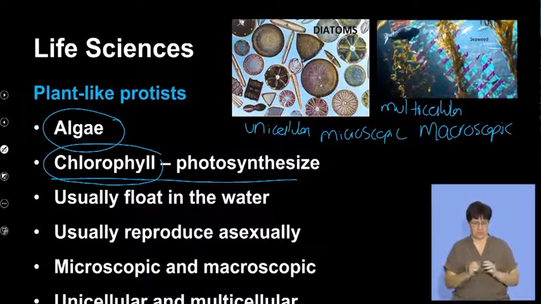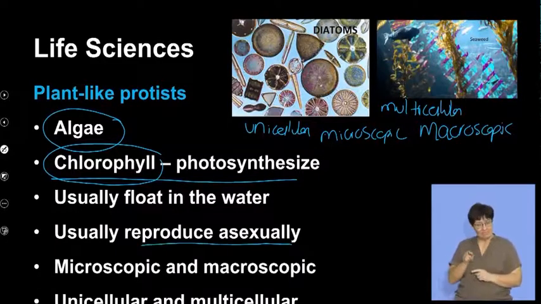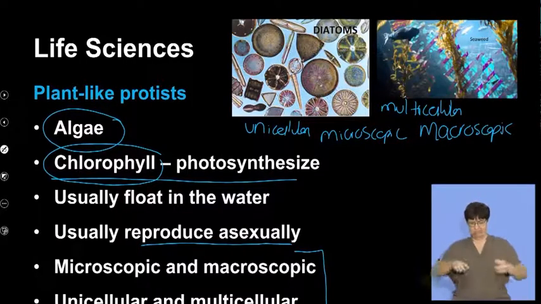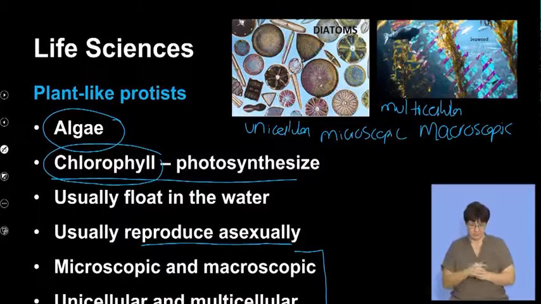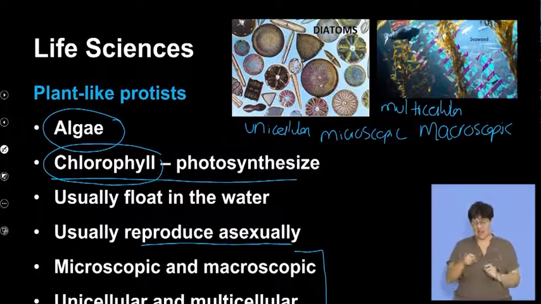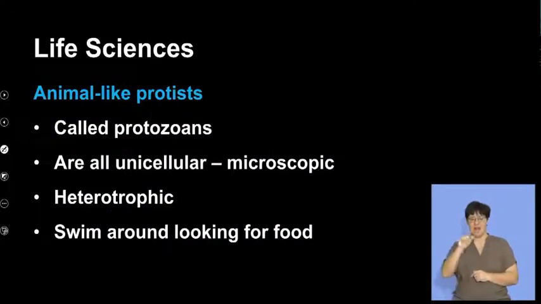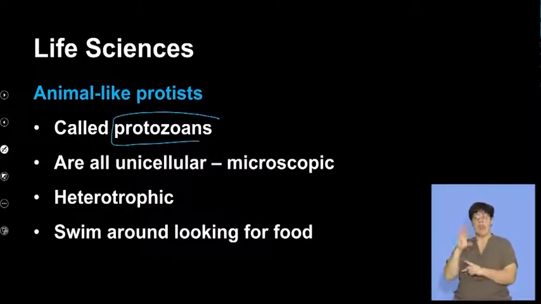Again, these are able to reproduce asexually, and as I say to you, they can be really diverse, really small or really big. One single cell or many cells together. And those are usually, I said to you, single cells, diatoms, and the large ones are the seaweed, but we call them algae. The animal ones we call protozoans. That's what we call them.